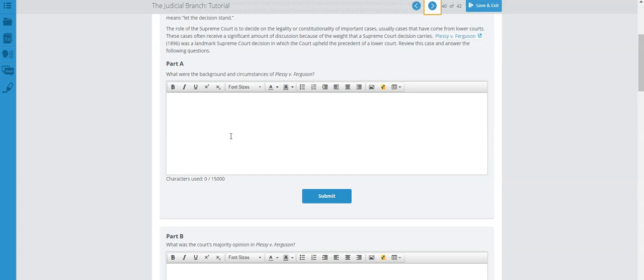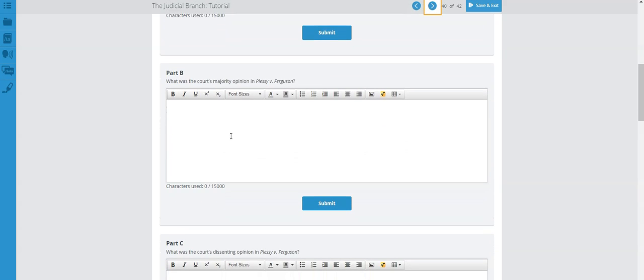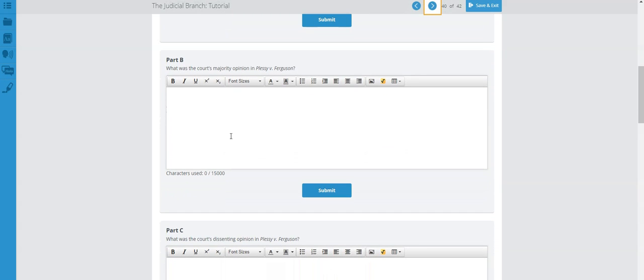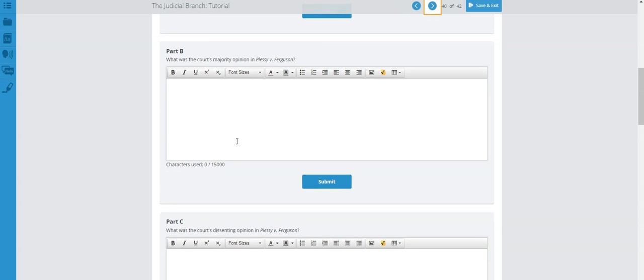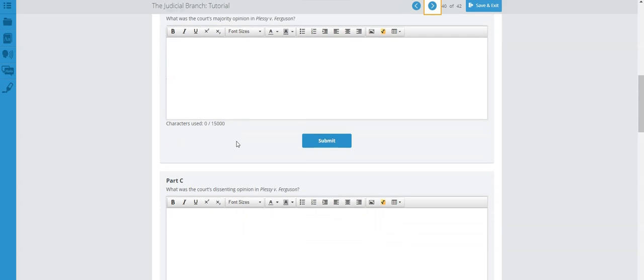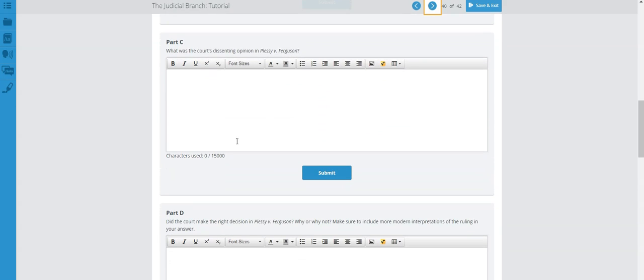Why is it important? Part B is basically asking, what was the court's majority opinion in Plessy v. Ferguson? What happened? How did the court come up with a decision that has impacted, and it did impact at that particular time, the entire history of the nation? Make sure you're providing on all of these answers at least a solid paragraph. And when I say a solid paragraph, I mean at least 5 good sentences that explain what is going on.